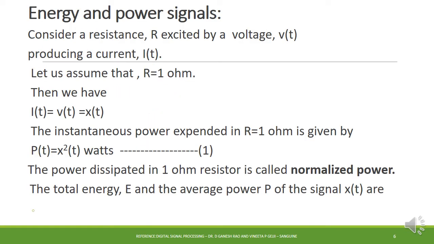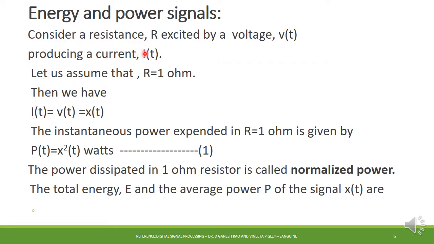Begin the class with the energy and power signals. Here for this also there is only one simple derivation. According to that derivation we are finding the energy equation and the power equation. For that, first we have to consider a resistance.